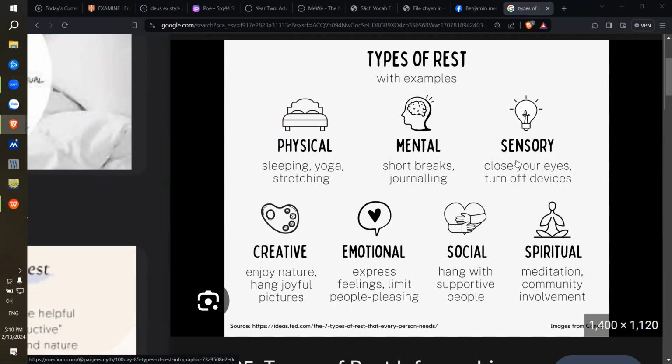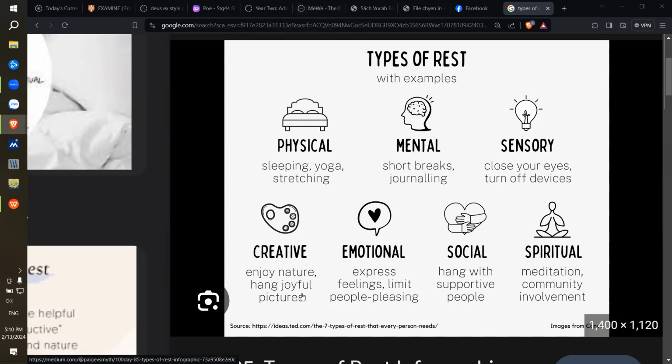Imagine if you close your eyes, you do not see many things anymore, and you do not pay attention to noises or music, or you turn off your devices, you do not receive any more information, so you allow your body a sensory rest. Nghỉ ngơi về mặt các giác quan.